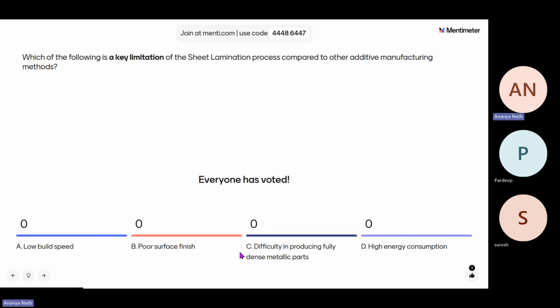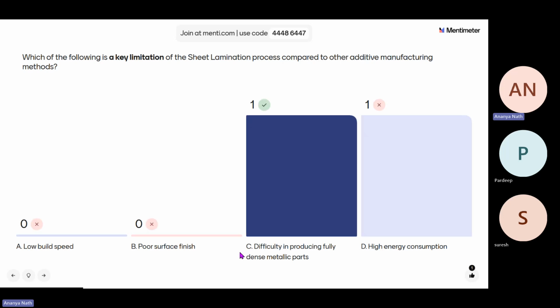So sheet lamination is a process which can only print wooden parts or paper. It can print metal, but it's not very common because of the process you saw, right? You are using a laser or a knife to cut the sheets, and then a roller presses the sheets together so that they can be joined. It's like we are rolling rotis, stacking one after another, and then pressing them with the rolling pin, so the two rotis stick together. So this is the overall process in layman terms.